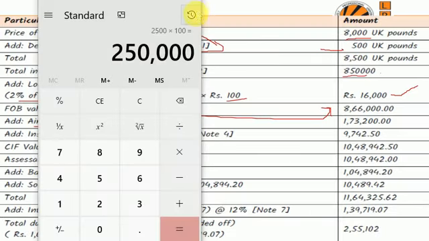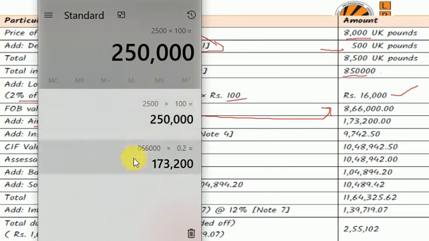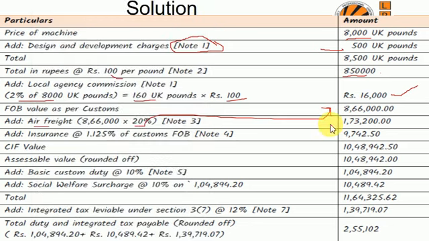Though I have done my calculation, for your reference I am showing: the freight given is 2,500 UK pound, multiplied by 100 comes to 2,50,000 rupees, whereas we have calculated 20% of 8,66,000. Why have we calculated it for 8,66,000? Because this is the FOB value. 20% of 8,66,000 comes to 1,73,200 rupees. So whichever is less, we will take 1,73,200 rupees as freight, which we have taken here. Calculation done in note 3.